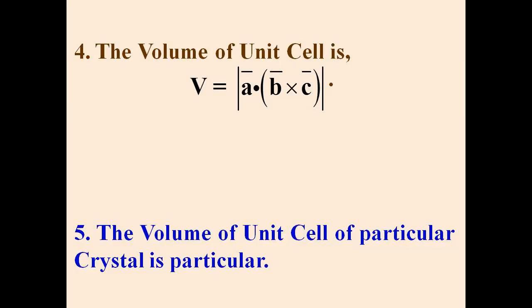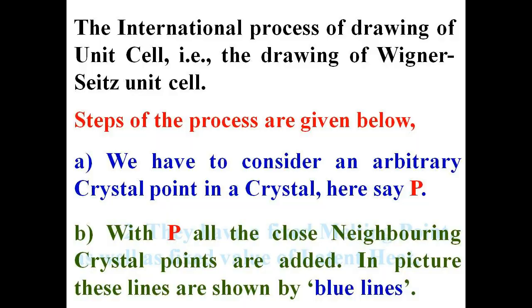Fourthly, the volume of the unit cell is capital V equals the modulus of A bar dot B bar cross C bar. Fifthly, the volume of the unit cell of a particular crystal is particular. Now we have to know the standard process of drawing a unit cell, that is the drawing of the Wigner-Seitz unit cell. The steps are given below.